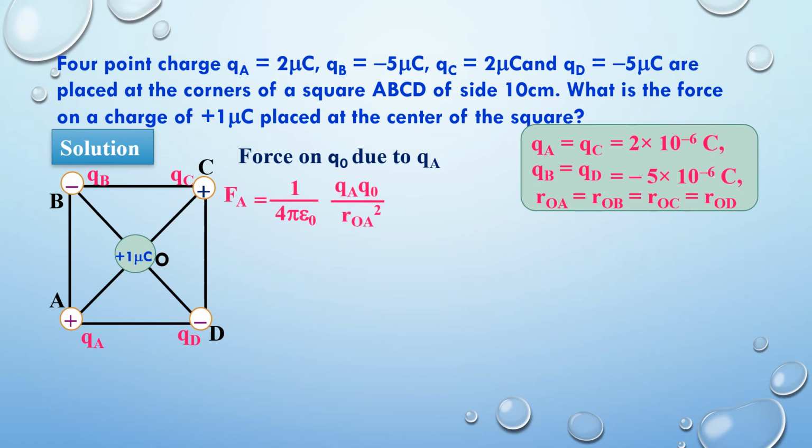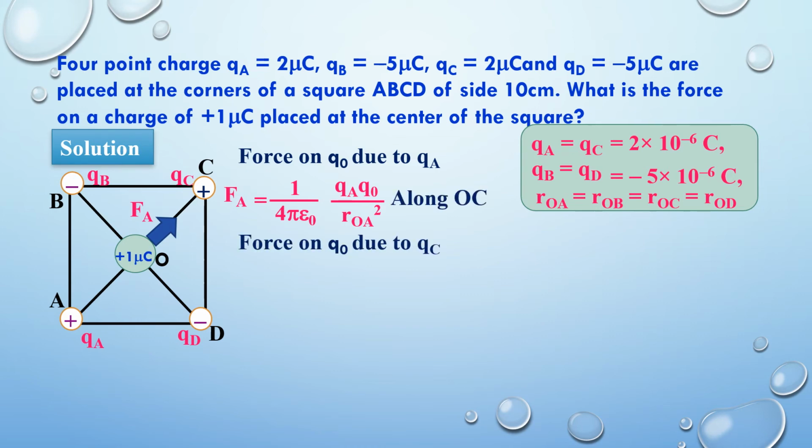I write my expression in terms of Coulomb's law, which is given as 1 upon 4 pi epsilon naught QA into Q naught upon ROA squared. And we find out that this force is along the line OC. Since it is a positive charge, the electric field, or you can say the force, should be a repulsive force, which should be along OC.